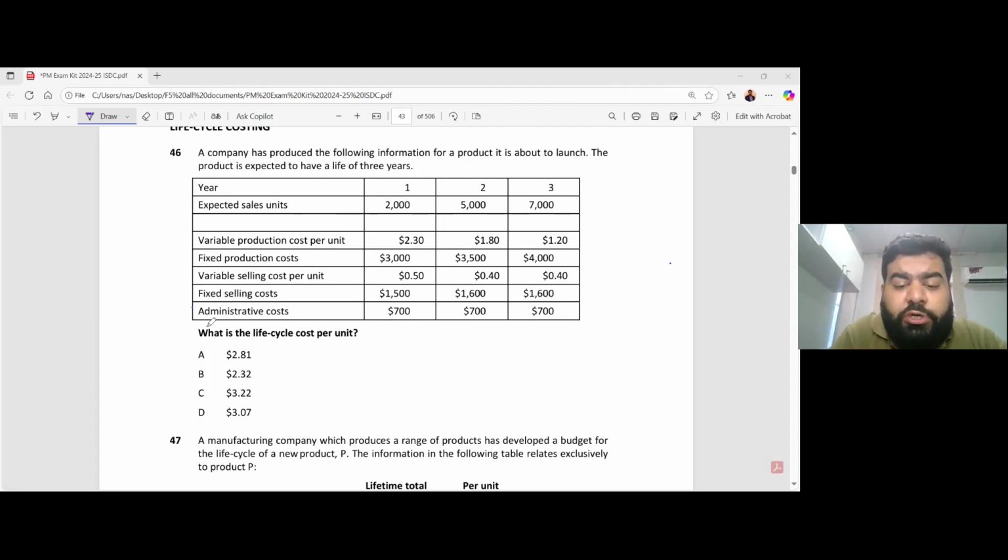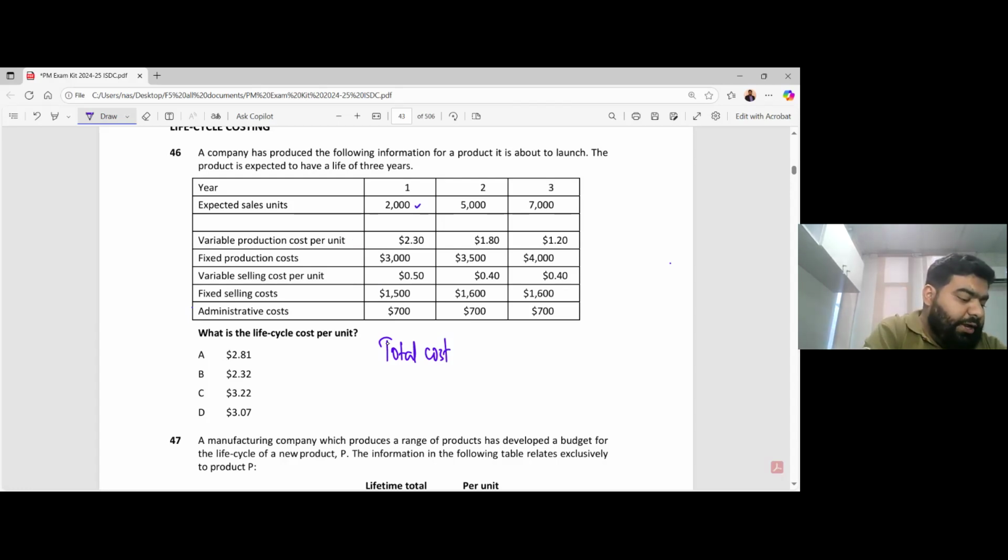That's very simple. What you have to do is calculate the total cost. If you see, some costs are already total, like fixed production cost, and these costs they have given you in total. And some costs are per unit, like variable production cost per unit and variable selling cost per unit. First, we'll calculate the total cost for those given per unit. So 2.3 per unit into 2000 units, it's 4600. And 0.5 into 2000, it's 1000. 1.8 into 5000, it's 9000.